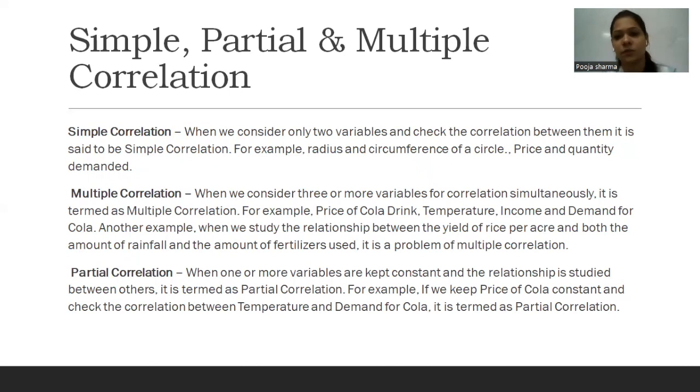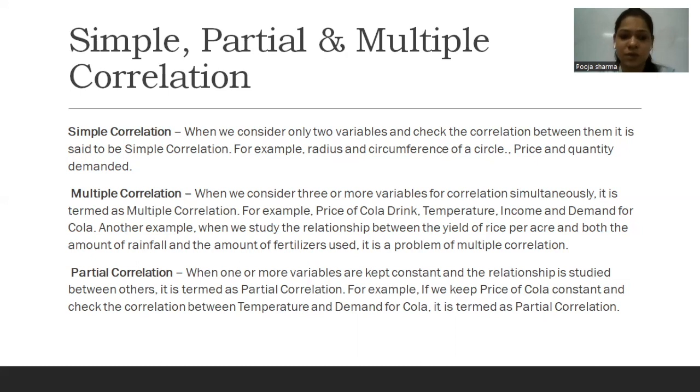Next is the multiple correlation. If we have three or more variables and we are measuring the relationship between all of these variables, it is known as a multiple correlation. Examples are the price of a cola drink, temperature, income, and demand of the cola. That means we want to measure the relationship of all of these variables on the price of a cola or the demand of the cola. That is known as a multiple correlation.